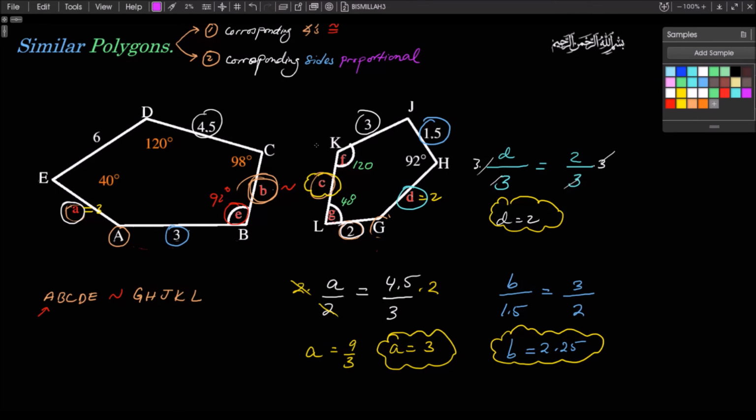Okay. So in summary, similar polygons are polygons that have all corresponding angles congruent, and all corresponding sides proportional. Inshallah, next time we shall build on these concepts. I think it's great fun.